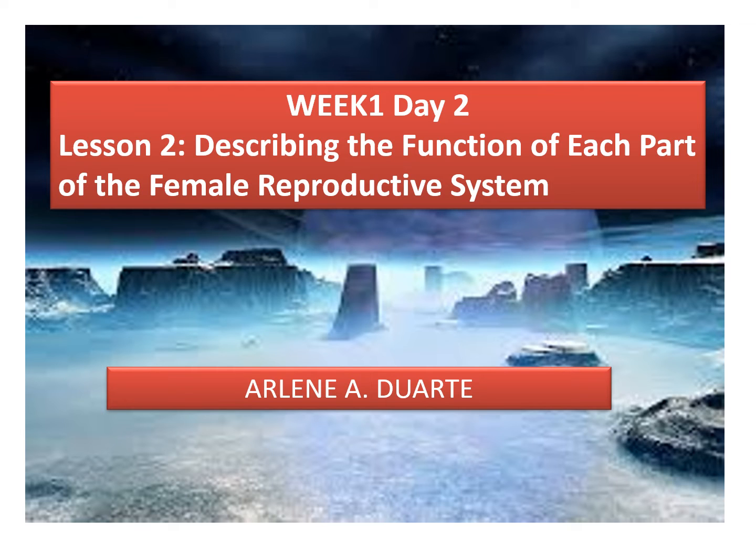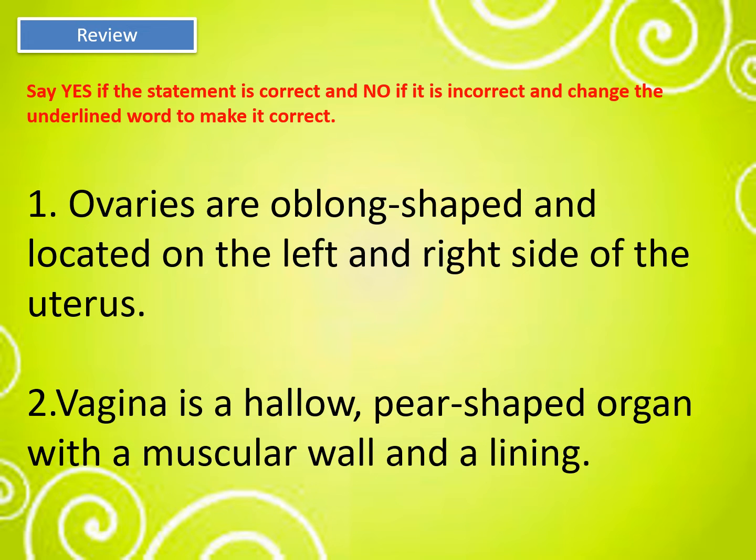day 2, describing the function of each part of the female reproductive system. Say yes if a statement is correct and no if it is incorrect, and change the underlined word to make it correct. Number 1, ovaries are oblong shaped and located at the left and right side of the uterus. Yes, tama. Number 2, vagina is a hollow, pear-shaped organ with a muscular wall and a lining.